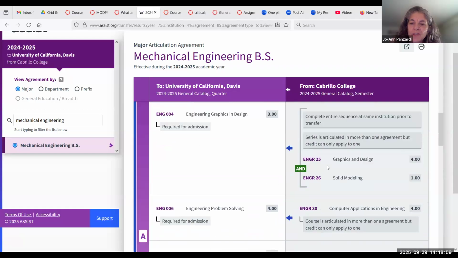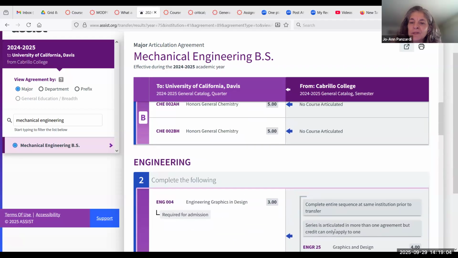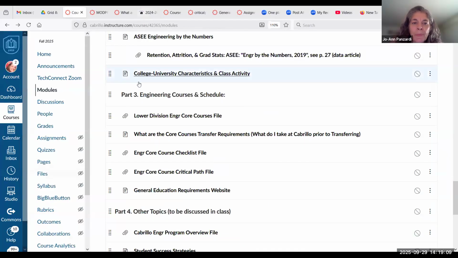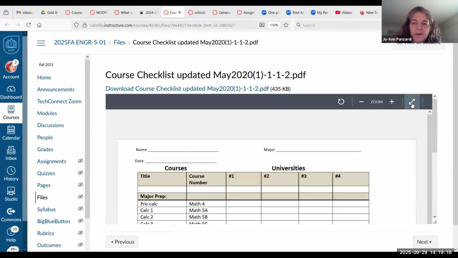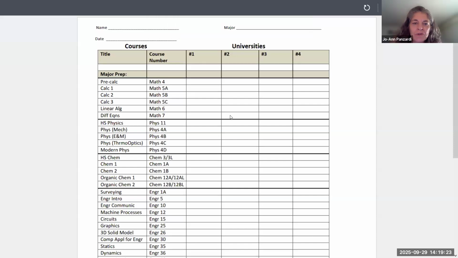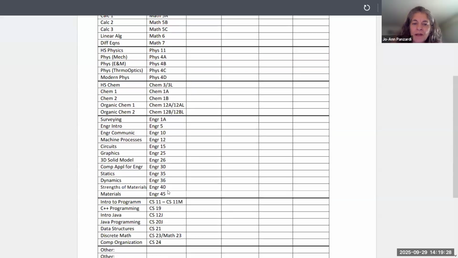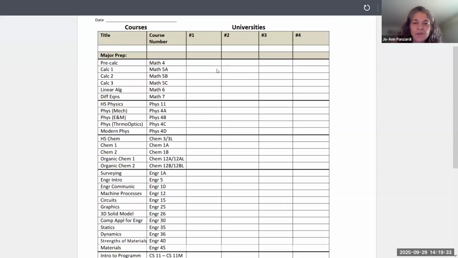And then you need to take Engineering 25 and 26 and Engineering 30, and you could keep going down to see. What I want to show you now is I'm going to go back to part 3 where we're concentrating on courses. There's a checklist here, and I'm going to open up the checklist. There's a table that you could either print out, or if you have a tablet, you could write right on the screen. Here's a checklist that says all the core courses that we offer at Cabrillo in engineering, and what their courses are called.